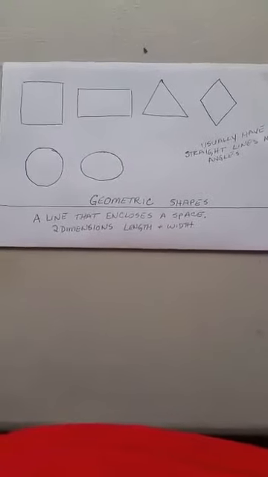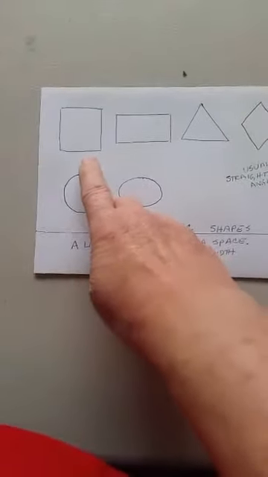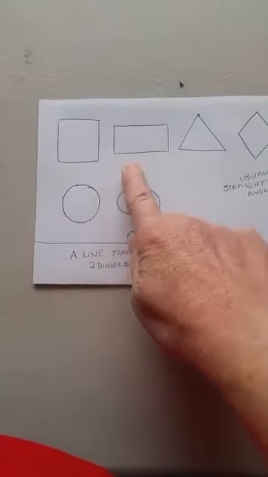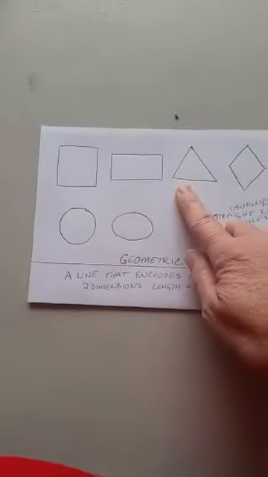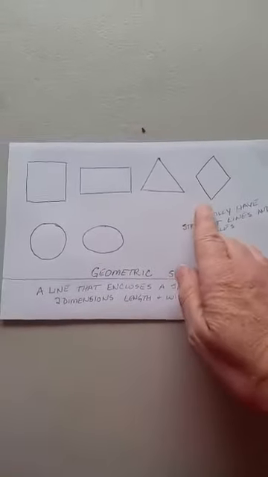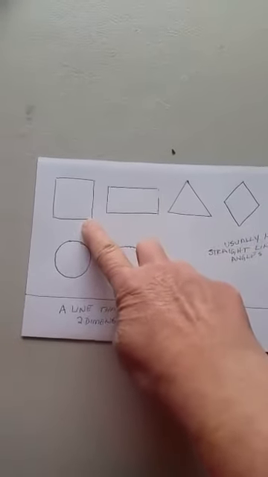So we're looking at some geometric shapes at the top of my page here. We have a square, which has equal length sides. Rectangles have two sides that are longer and two sides that are shorter. Triangles have three straight lines and angles. And then we have a rhombus or a diamond shape, which is based on our square or rectangle.